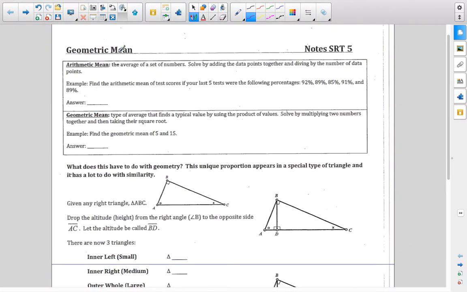Okay, so today we're on page 2 of notes, and our notes today are about the geometric mean. So we're going to talk about something that you already know about, and that's the word mean. Mean, median, and mode. You probably remember learning that. I know way back in 7th grade in pre-algebra, you probably had it then, if not 8th grade.